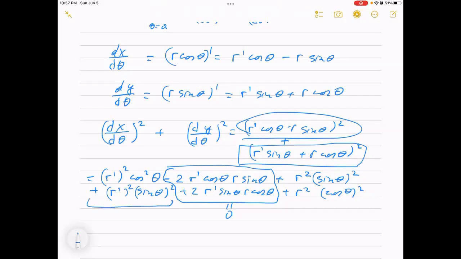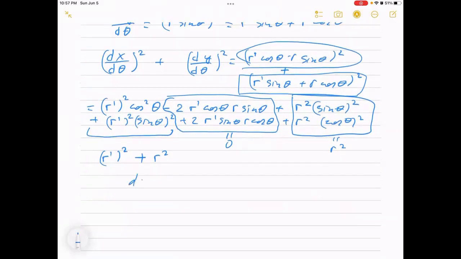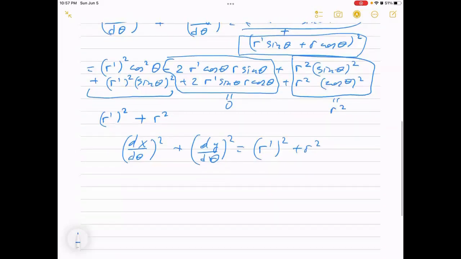The terms with r prime, the first comes with cosine squared and the second with sine squared, so we get r prime squared times cosine squared plus sine squared, and cosine squared plus sine squared is 1. The same thing is going on with the other terms, which give just r squared. So what we've got is dx d theta squared plus dy d theta squared equals r prime squared plus r squared.